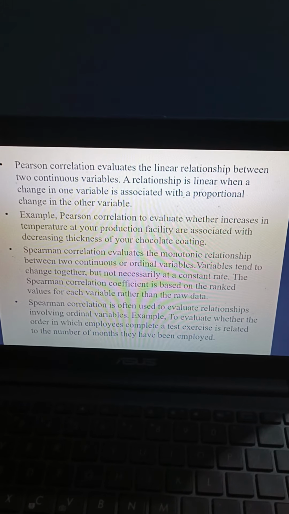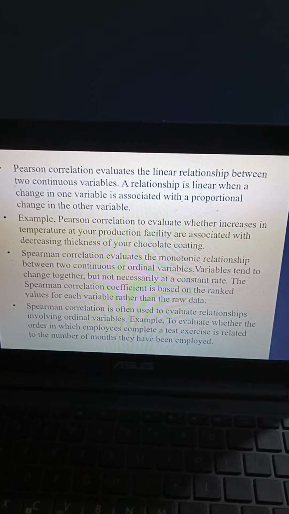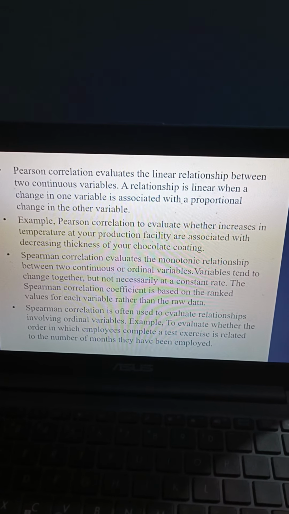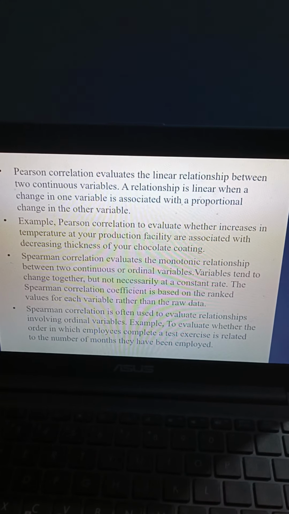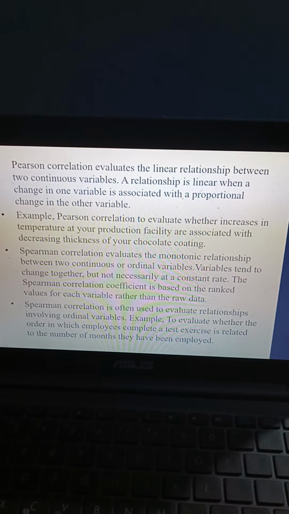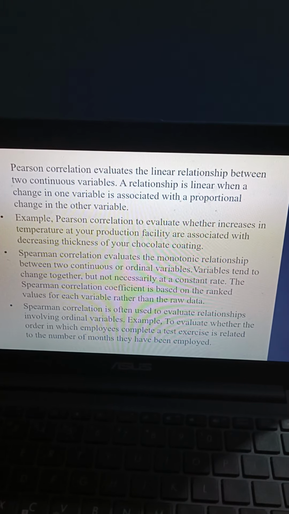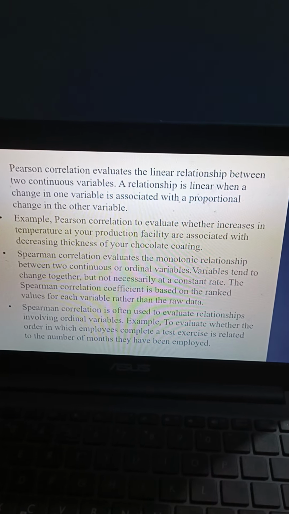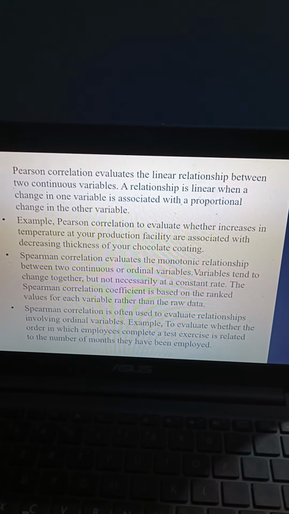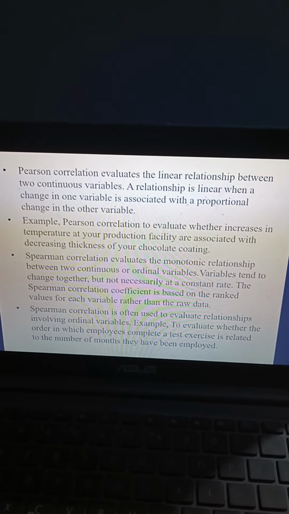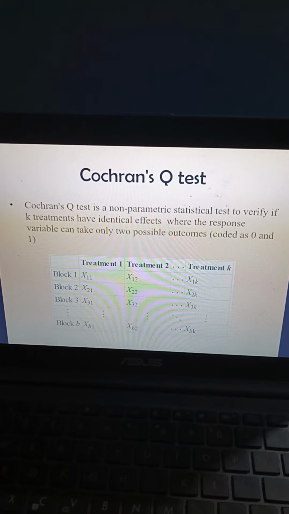Spearman correlation evaluates the monotonic relationship between two continuous or ordinal variables. Variables tend to change together but not necessarily at a constant rate. The Spearman correlation coefficient is based on ranked values for each variable rather than the raw data. Spearman correlation is often used to evaluate relationships involving ordinal variables. Example, to evaluate whether the order in which employees complete a test exercise is related to the number of months they have been employed.